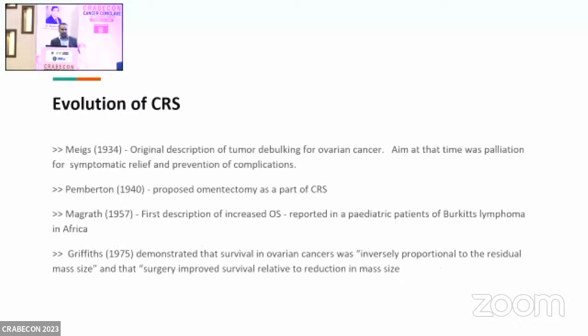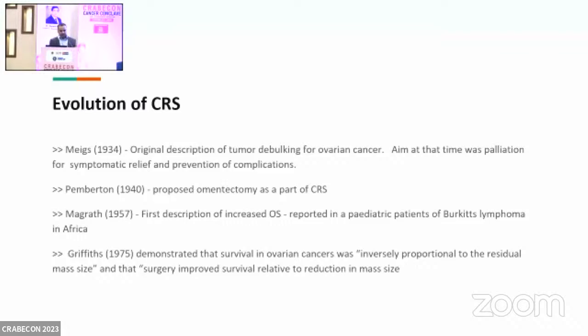How did the evolution of cytoreductive surgery take place, as we know it today? The first description was given by Meigs, and it was tumor debulking, with a palliative intent, to allow symptomatic relief and prevention of complications. Then Pemberton recognized in 1940 that the omentum is the most common site for tumor deposits in ovarian cancer, so he proposed omentectomy as a part of cytoreduction.